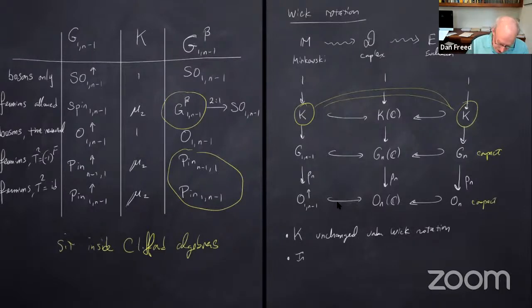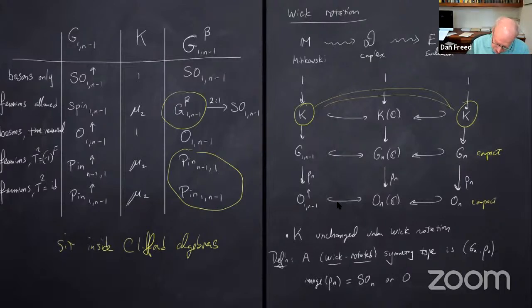That's one point. Yes, and so now we say definition. A Wick rotated symmetry type, again for quantum field theory, is this pair G_N, the compact Lie group, with this homomorphism to O_N, and the image of this rho_N is either SO_N or the entire O_N. So I've used this symbol rho_N for all of these homomorphisms that take the full symmetry group or the vector symmetry group and tell us its action on vectors or on the points of space-time. And the relativistic invariance is saying that we either hit the identity component or we hit the whole group.